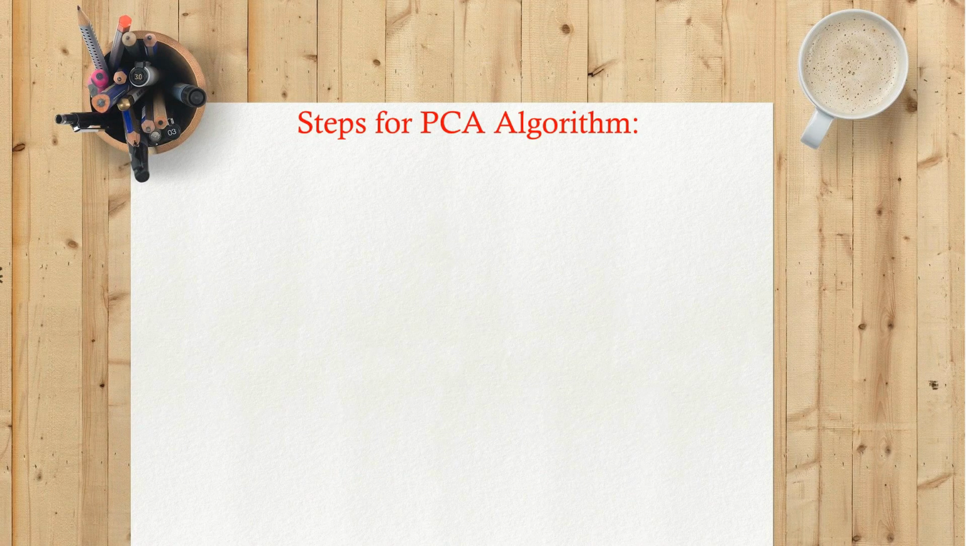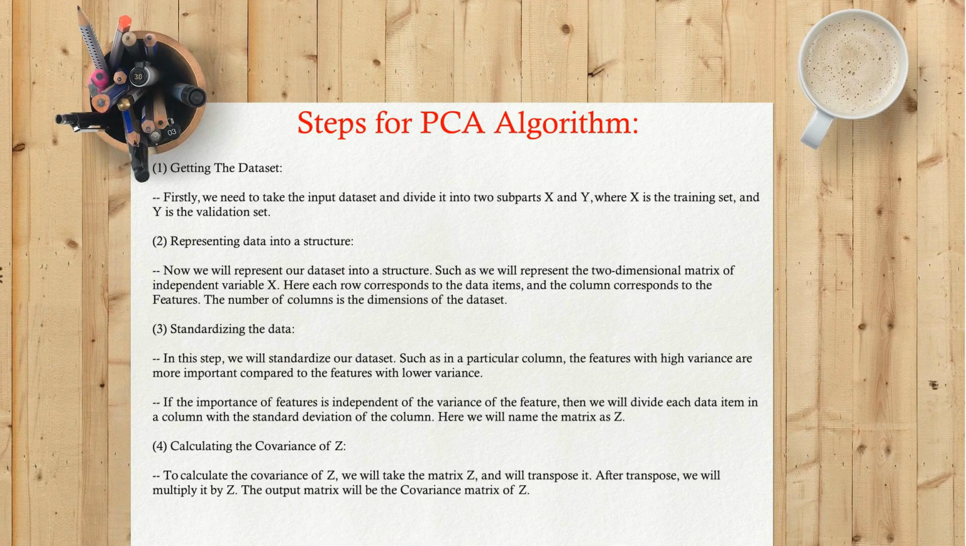Steps for the PCA algorithm. 1. Getting the dataset. Firstly, we need to take the input dataset and divide it into two subparts X and Y, where X is the training set, and Y is the validation set. 2. Representing data into a structure. Now we will represent our dataset into a structure, such as we will represent the two-dimensional matrix of independent variable X. Here each row corresponds to the data items, and the column corresponds to the features. The number of columns is the dimensions of the dataset.